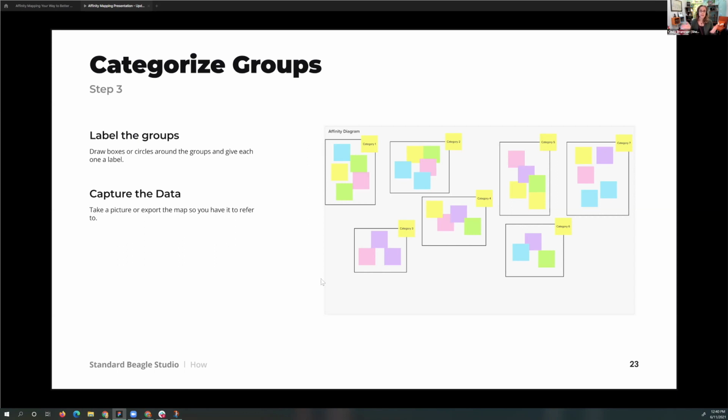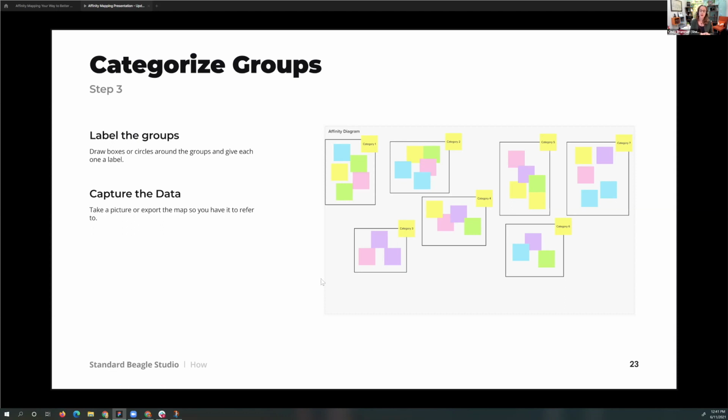At this point, sometimes you have too much and you need to narrow it down. Like maybe you have too many ideas and you need to figure out, how am I going to make sure that I'm going in the right direction? So this is where dot voting comes in.